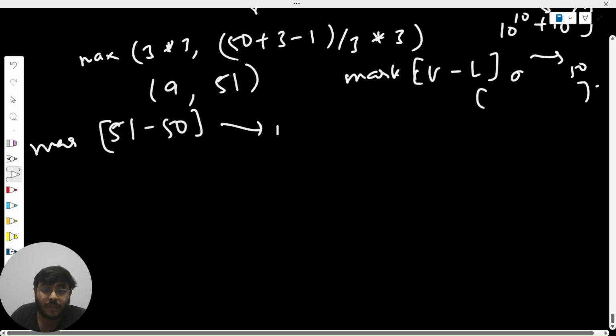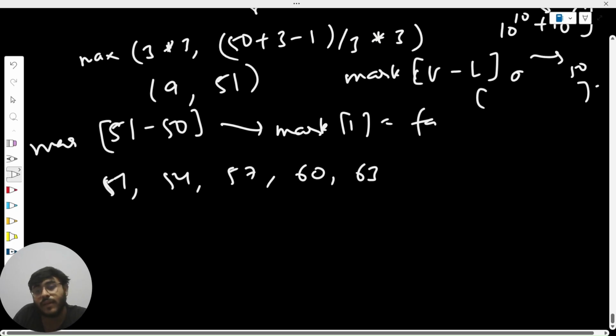So this will be mark of 1. So mark of 1 basically means 51. This we mark as false. Then we go to 51, then 3 more is 54, then 57, then 60, then 63, and so onward we'll go up to 99, right? We'll cover up to 99. So all these numbers will be marked as false.